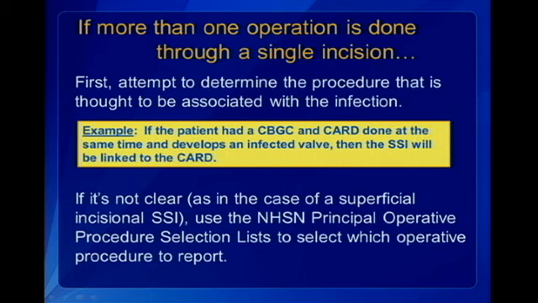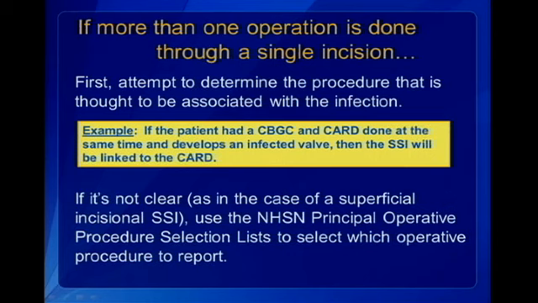If more than one operative procedure is done through a single incision, first attempt to determine the procedure that is thought to be associated with the infection. So for example, if a patient has a CABG and had a card done at the same time, and they come back with a valve infection, it's an organ space valve, then the SSI should be attributed to what? The card. You can tell sometimes when you're dealing with organ space which is the culprit, so to speak.